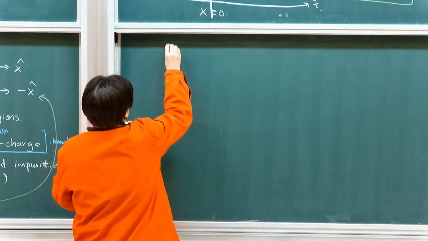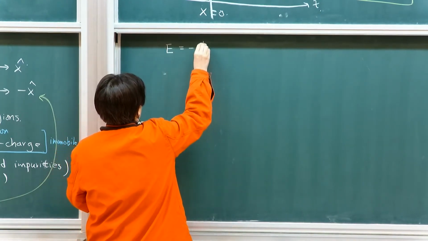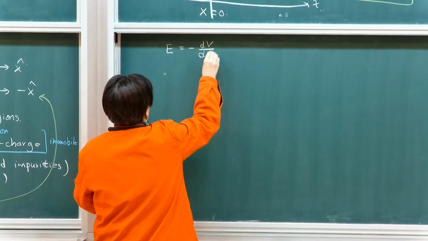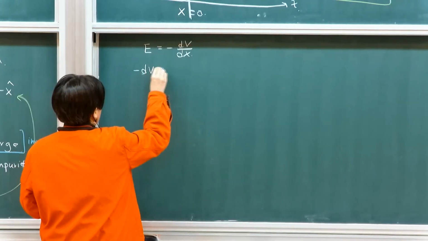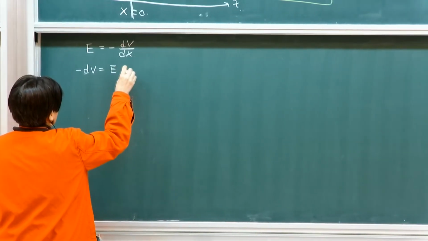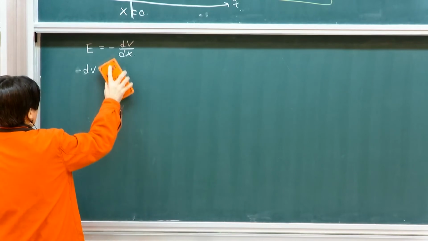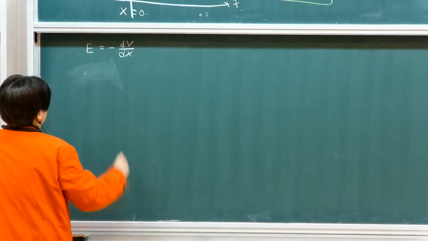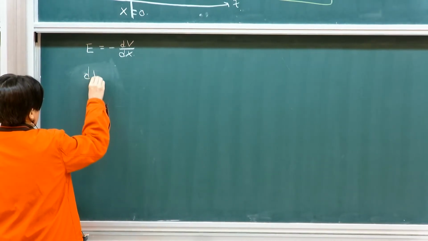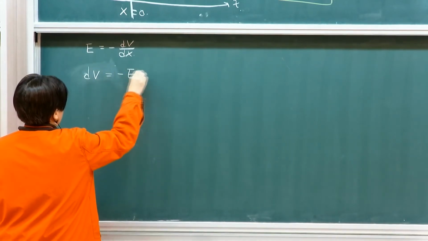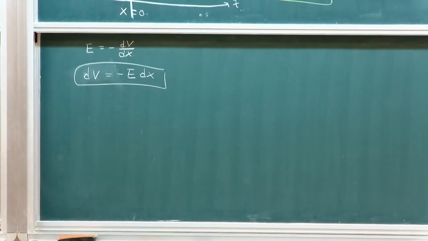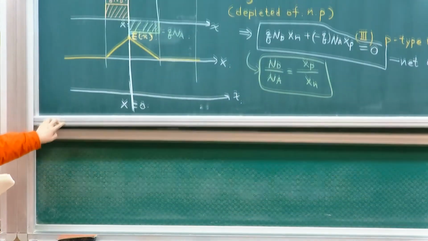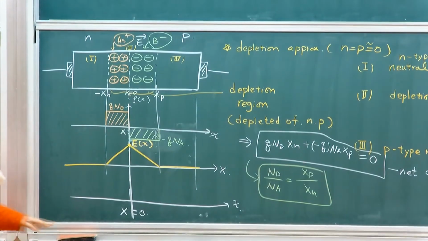We know that electric field equals minus dV/dx. So that simply means that minus dV is electric field, or I should say minus electric field. So your potential will be the electric field integrated over a particular region. So you do an integral and find out the potential.